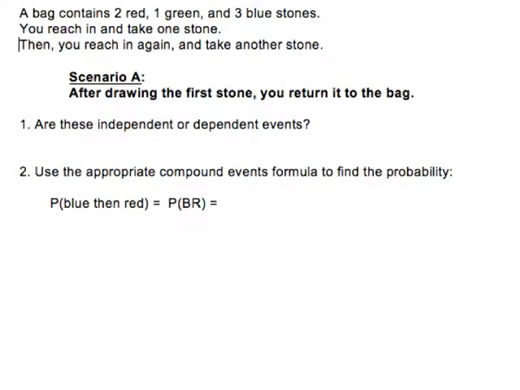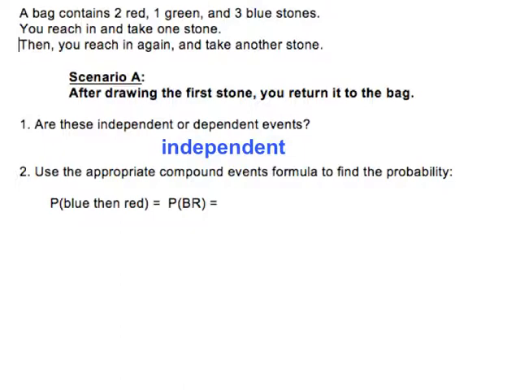So this is one of those situations where you do replacement, and that means the bag gets reset to how it was in the beginning. So there's no change from the beginning. After the second draw, there's no change. So are these independent or dependent events? These are independent because when you draw the first time and you draw the second time, the probabilities are all identical because you have reset the bag by replacing. So use the appropriate compound event to find the probability.